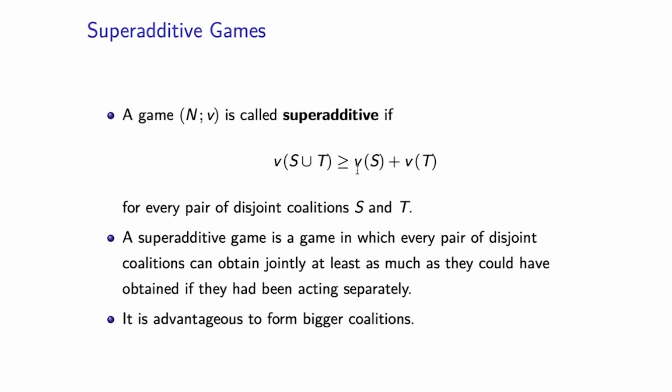So basically, there's no negative externality, if you like, of forming a larger group among the group members. One implication of this is that it is always advantageous to form bigger coalitions, because as you increase the size of the coalition, you end up getting a higher and higher total payoff for the coalition. So that provides incentives to form larger coalitions.